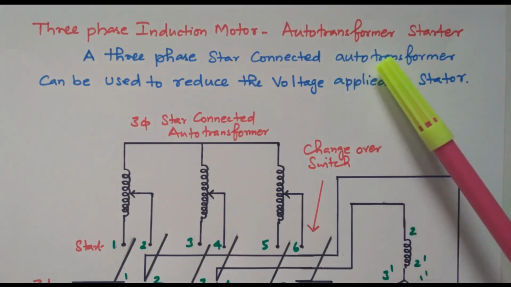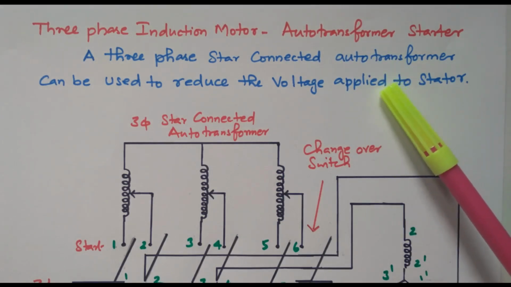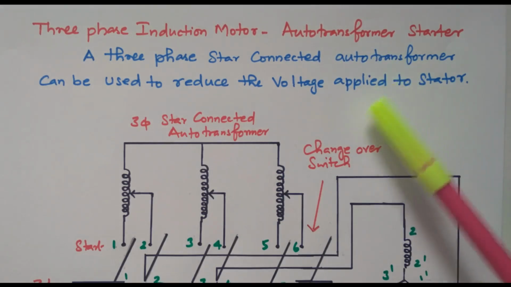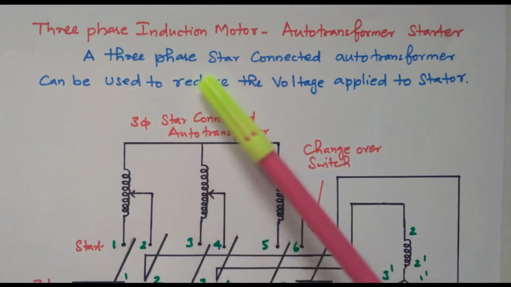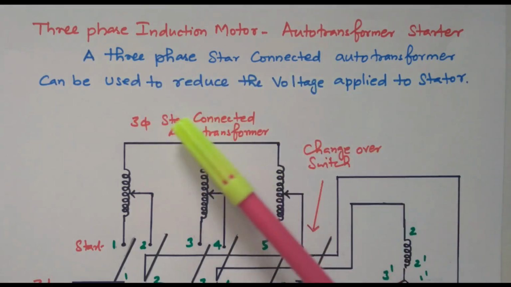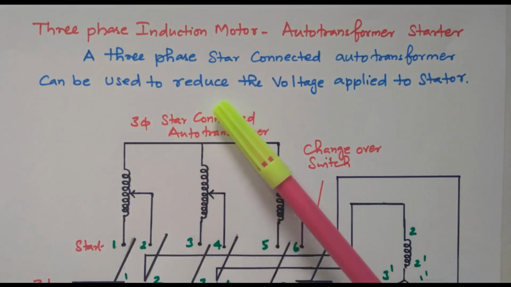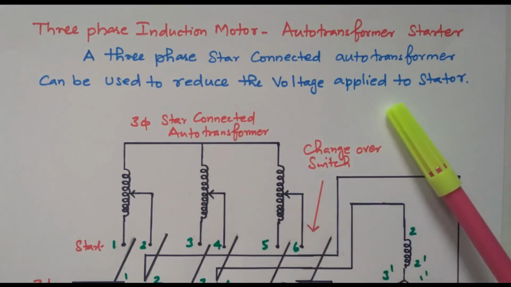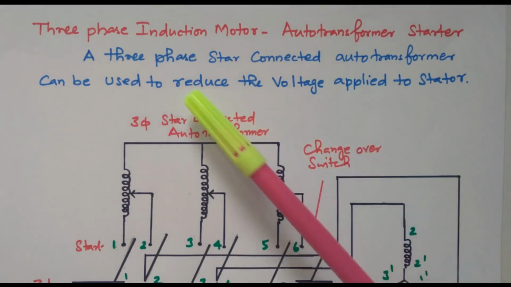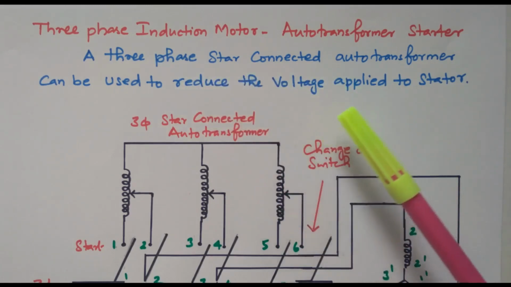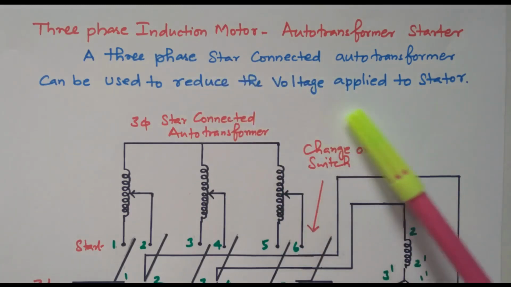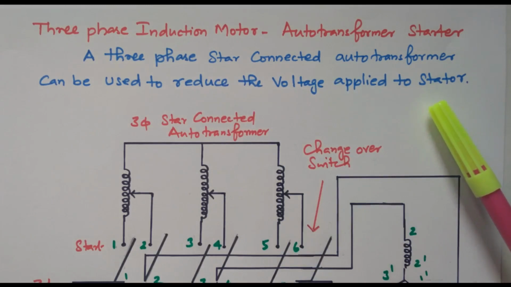So our main objective is to give reduced voltage to the stator in order to reduce the high starting current. A 3-phase star connected auto transformer can be used to reduce the voltage applied to the stator, so that we can reduce the current taken by the stator also.